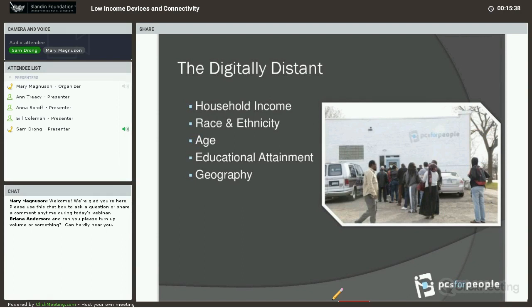As Ann had mentioned, certainly since the time these statistics were tracked, household income, race and ethnicity, age, educational attainment, and geography really play a key role. There are a lot of good statistics from Pew Research that cover a lot of these things. I did want to touch briefly on household income as well as geography because I think they're the most pertinent to this group.